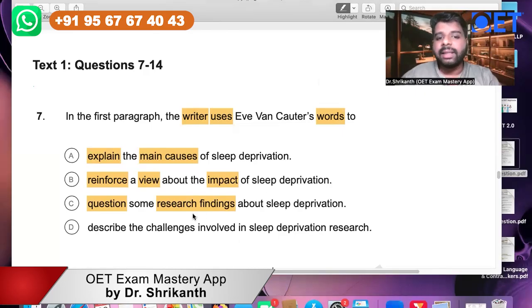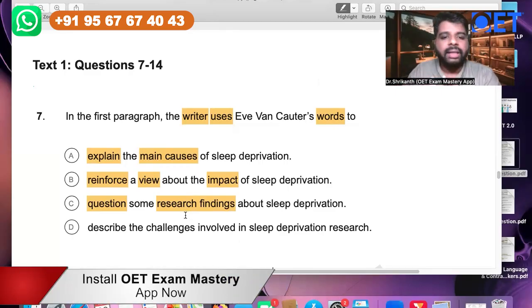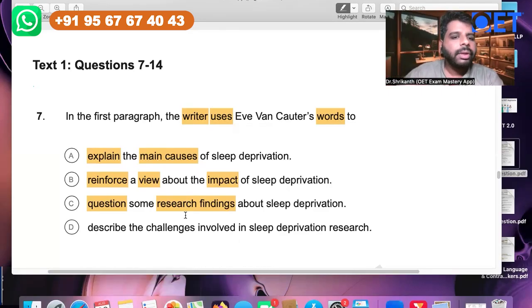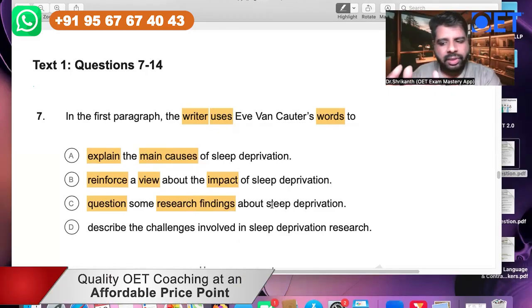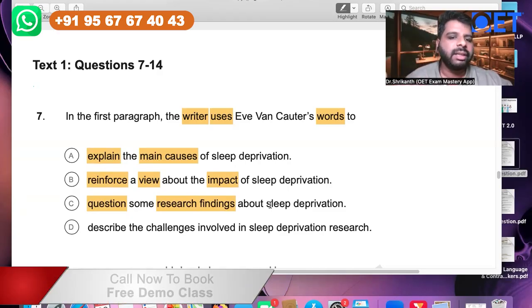Okay, so disagreement. Now you see over here, there was a research. Okay, a research was done, and there has been some findings, means the results. The results of certain experiments. So about sleep deprivation, there have been certain experiments done, some research has been done, and there have been some findings, but the writer is not believing them. The writer is not agreeing with them. The writer is not really believing that these findings are correct.